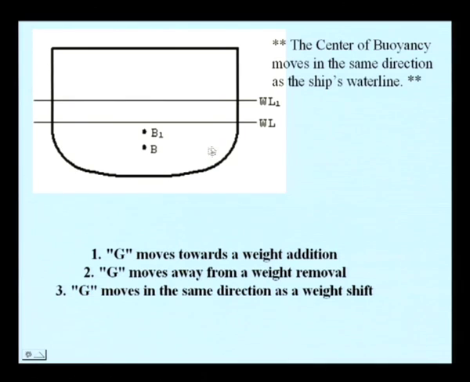The next one is about G. In case you add weights, G shifts towards that point. Whichever point you add some weight to, G shifts towards that point. If you remove weight from some place, then G moves away from that point. So, G moves away from weight removal, G moves towards weight addition, and G moves in the same direction as the weight shift. If there is a shift of weight, G will move in that direction.